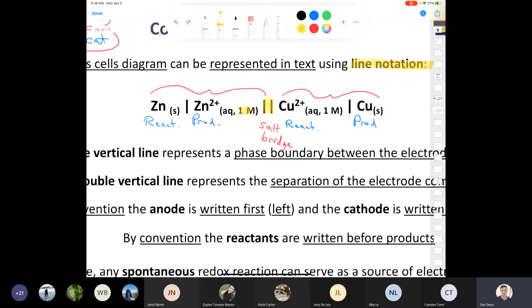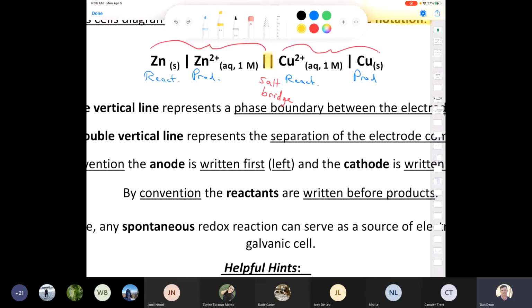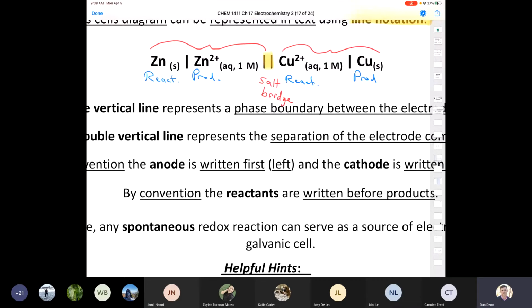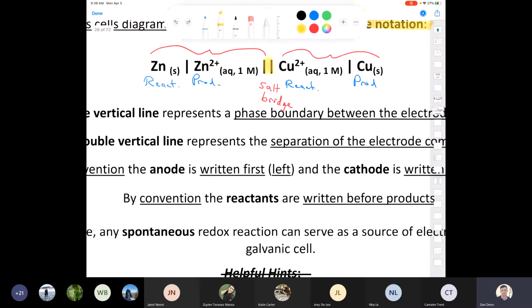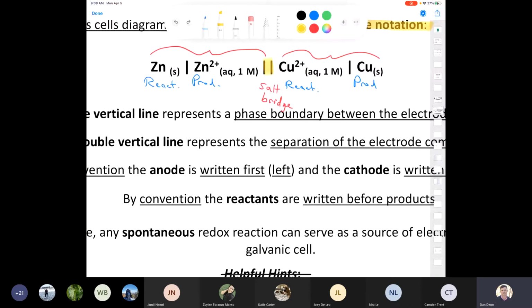Now, there's one more thing that I haven't addressed in the line notation, and that is the single lines that divide the zinc and the zinc 2+ ion and the copper 2+ and the solid copper. Well, these lines here represent the anode and the cathode. If the zinc is undergoing oxidation, remember I told you to remember that we have an-ox. And so this line here, I'm trying to get my green pen, this line here represents the anode, and this line here represents the cathode.